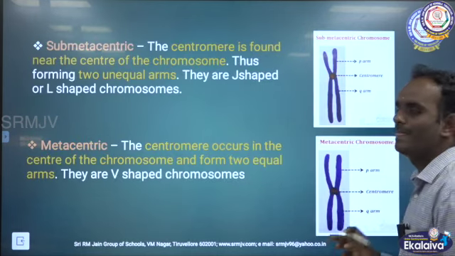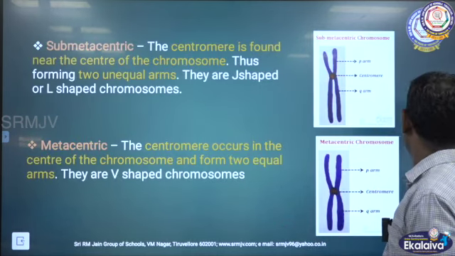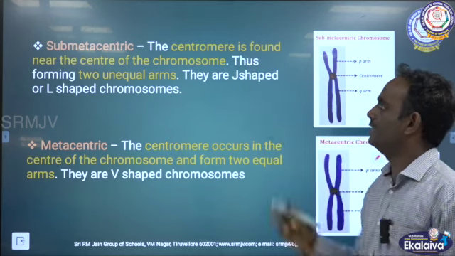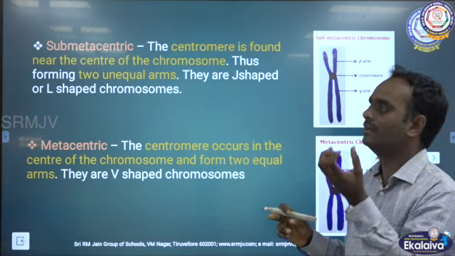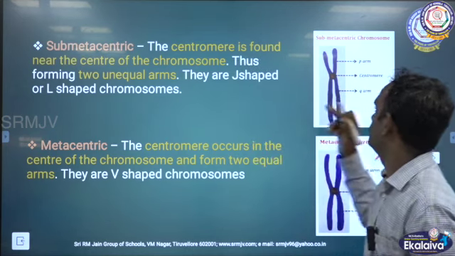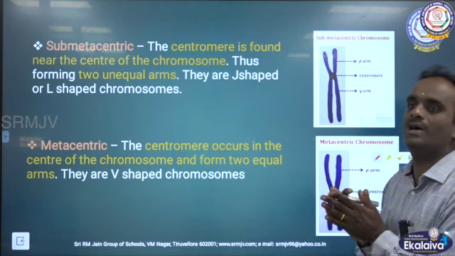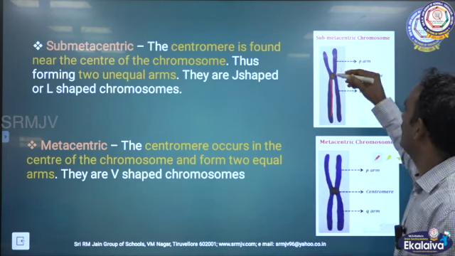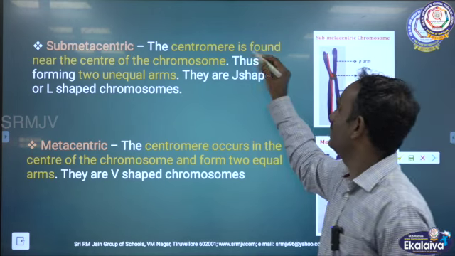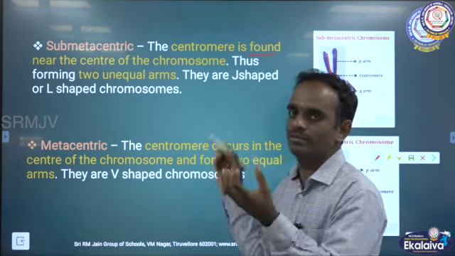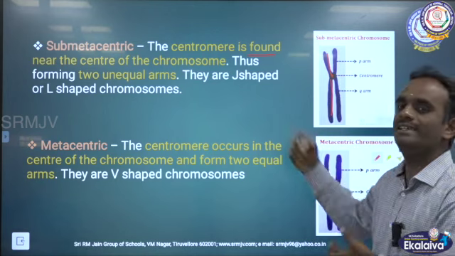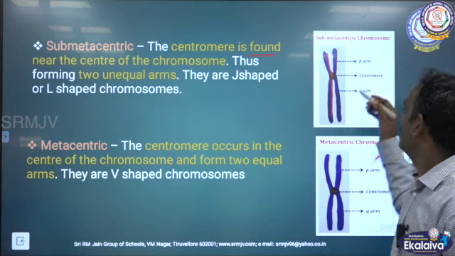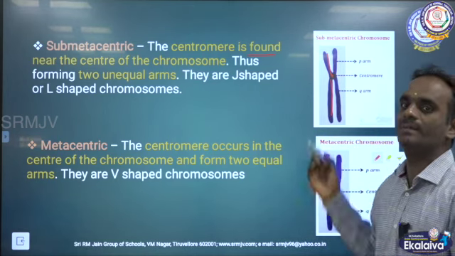Third one is submetacentric. The centromere is found near the center of the chromosome, thus forming two unequal arms. One arm is long and another one is short. They look like a J-shaped or L-shaped chromosome.